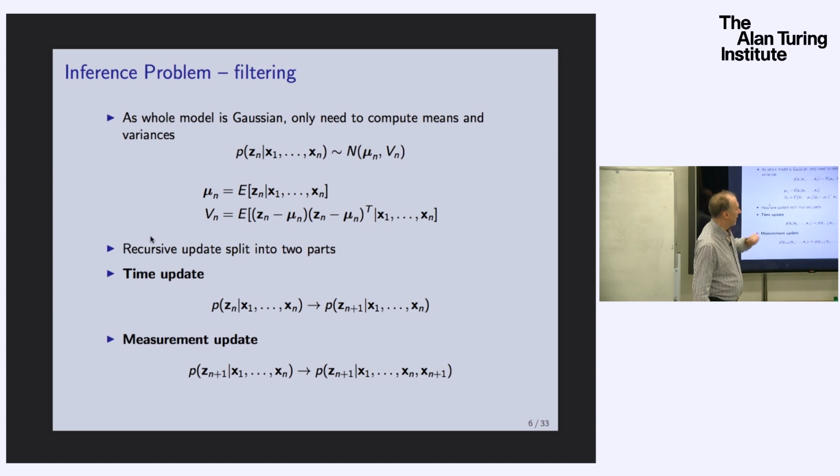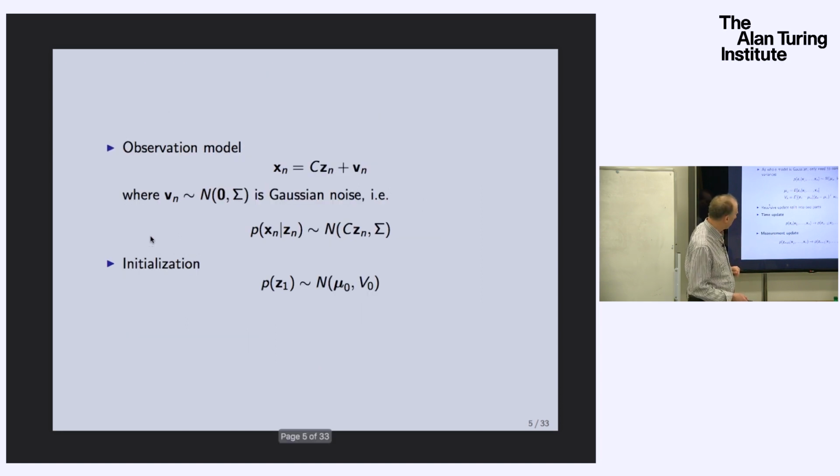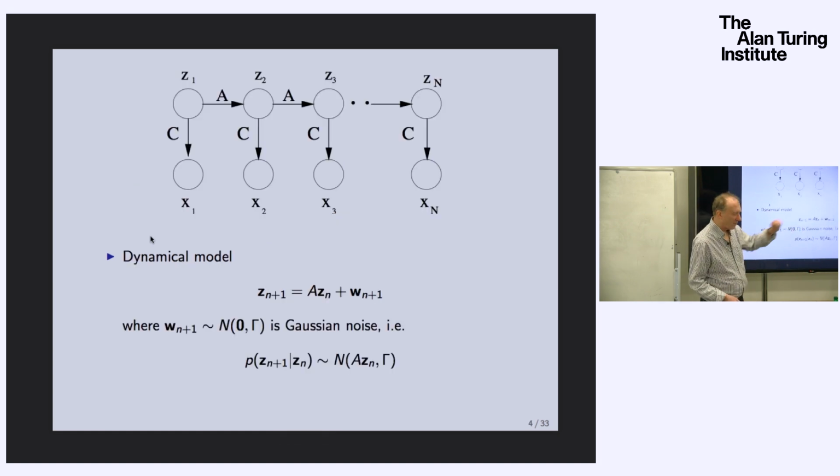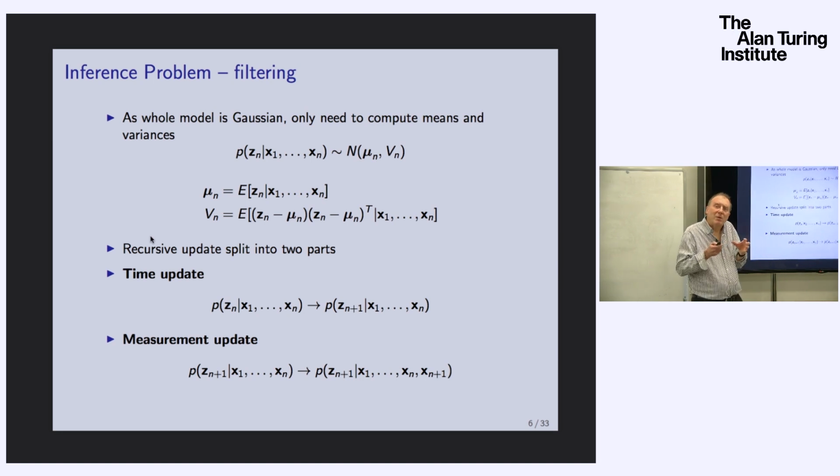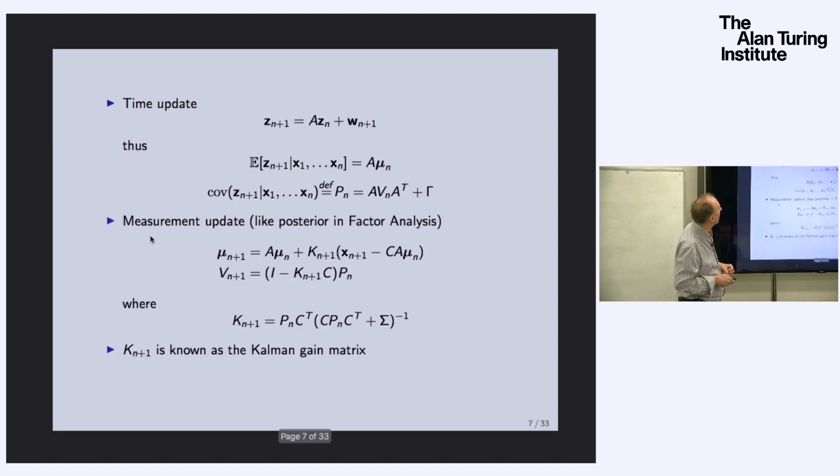We can take Zn and push it forward through the dynamics to time n plus 1. That's straightforward, because we saw the AR1 model, so we can just push things through forward on the AR1 model. Then we also have to bear in mind that we now condition on an additional x. We bring in xn plus 1, and that gives us some information about Zn. So the time update is quite easy.